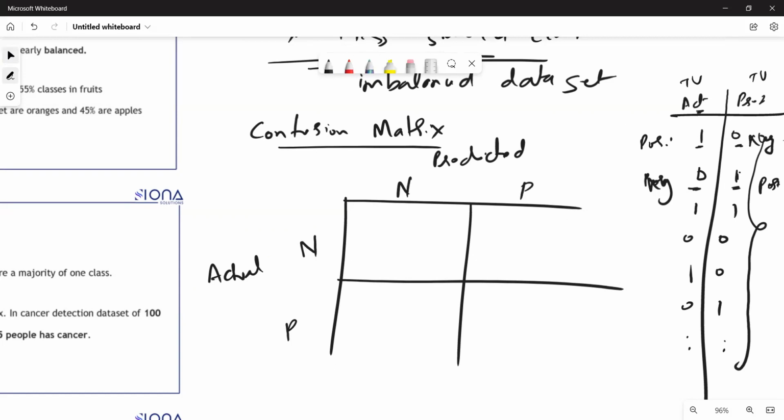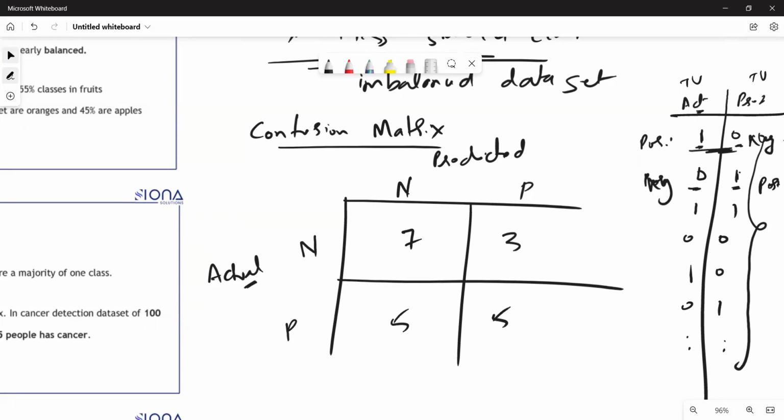Hence, coming here, the first row: the actual is 1, actually it is positive, whereas it has been predicted as 0. So therefore that will fall here. In such a manner, if we take all the values, let us say we have 7, 3, 5, 5. So this becomes a decent summary of our model.